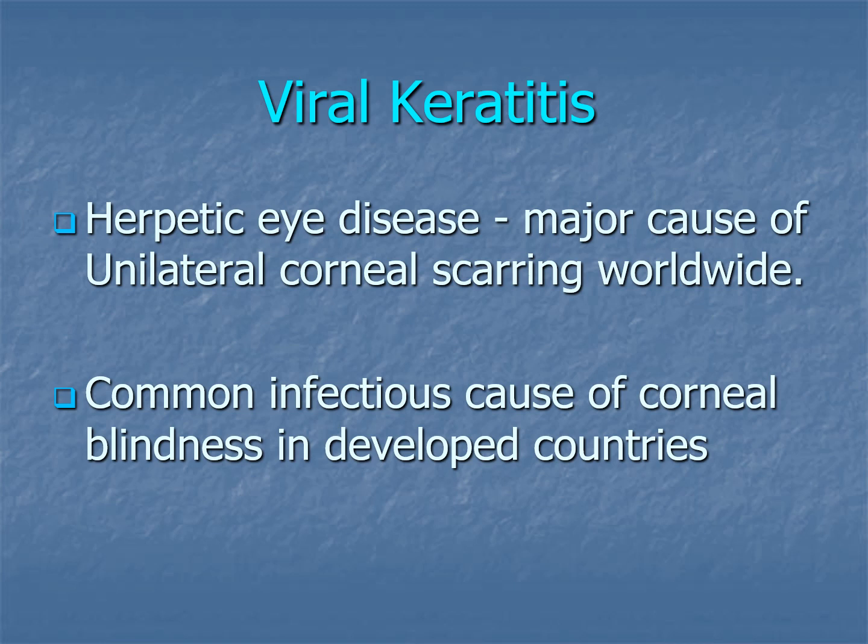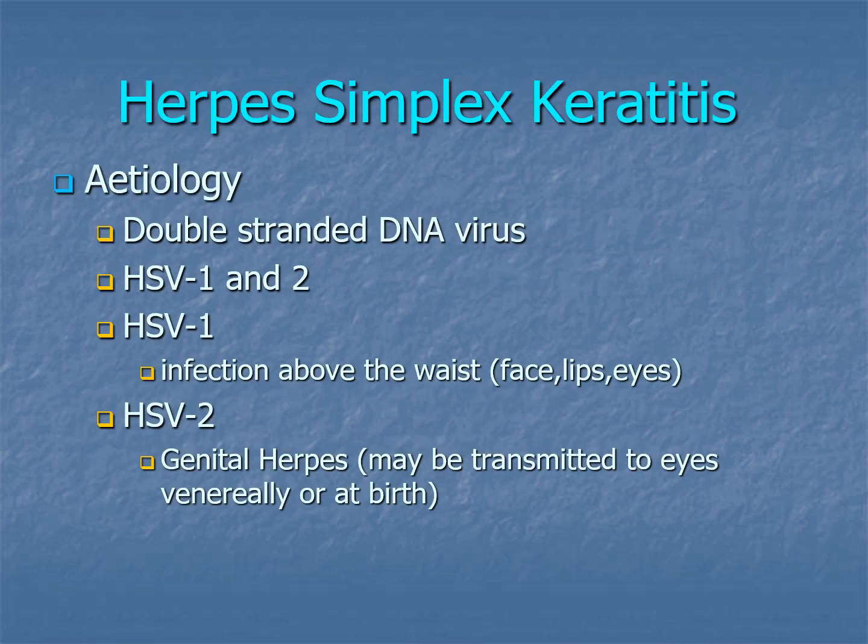Viral keratitis. Herpetic eye disease is the major cause of unilateral corneal scarring worldwide, but in developed countries it is the most common infectious cause of corneal blindness. Etiology of herpes simplex keratitis is the herpes simplex virus. It is a double-stranded DNA virus. It has two types, herpes simplex virus 1 and herpes simplex virus 2.